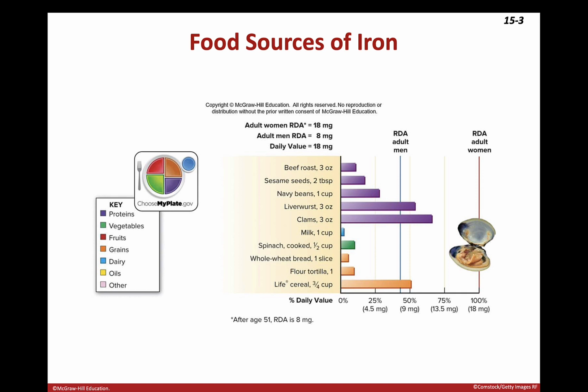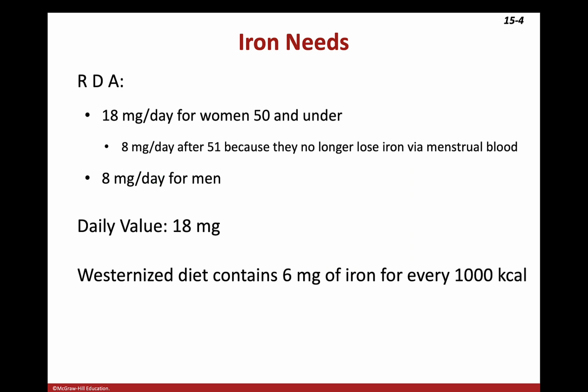well in the body. Now, when we look at the RDA, it is 18 milligrams per day for women 50 and under, and after 51, it drops down to 8 milligrams per day, and that's because they are no longer losing iron through menstrual blood. Generally, for men, it is 8 milligrams per day. The daily value is established at the high end for women and is 18 milligrams. When we look at the typical Western diet, there's approximately 6 milligrams of iron for every 1,000 calories.